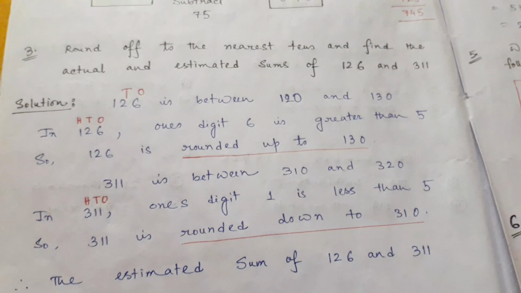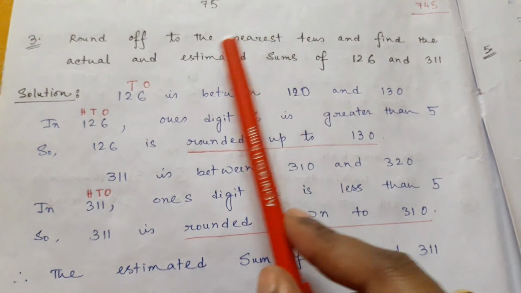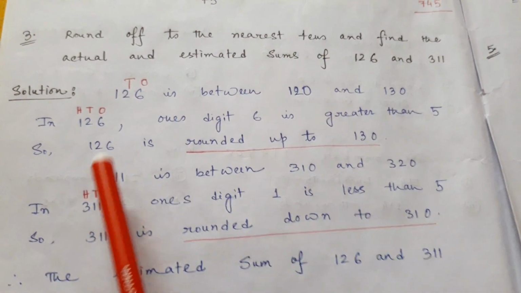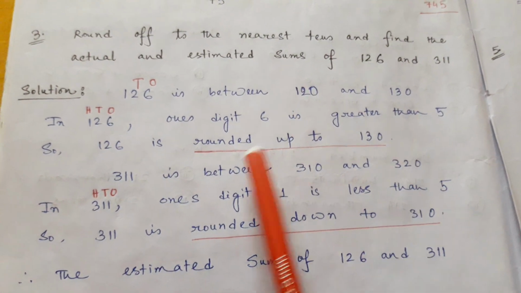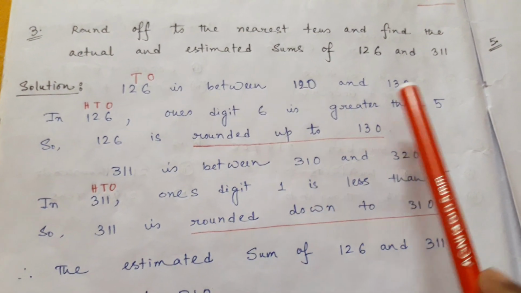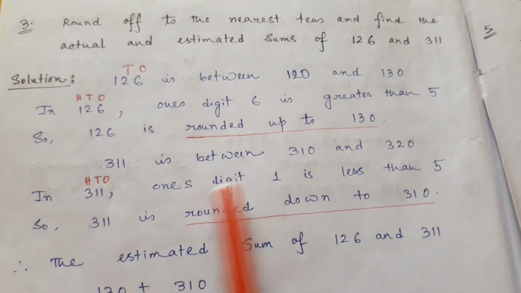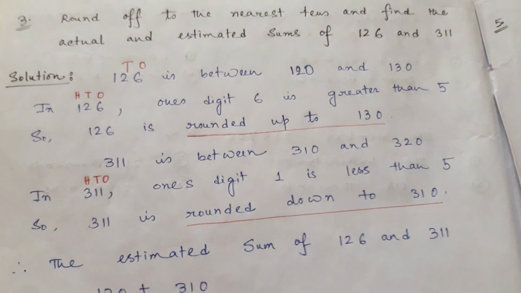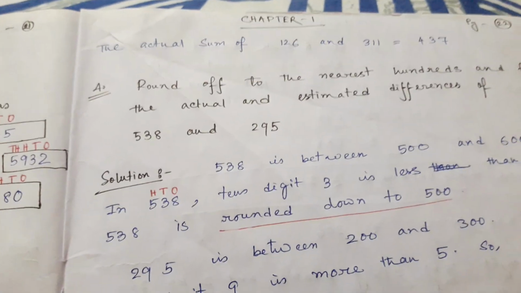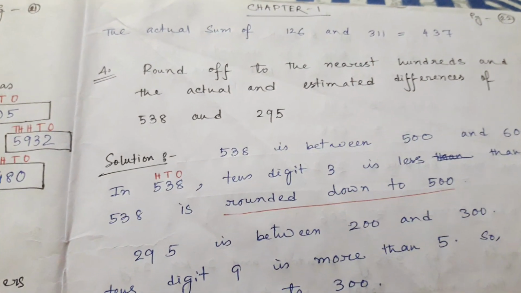Okay, so always remember that when you are rounding off a number to the nearest tens place, then you have to look at the ones digit. If the digit is greater than 5, then the number will be rounded up to its right hand side number, but if the digit is less than 5, then the number will be rounded down to its left hand side number. Okay, and the actual sum of these two numbers will be 126 plus 311, that is 437.